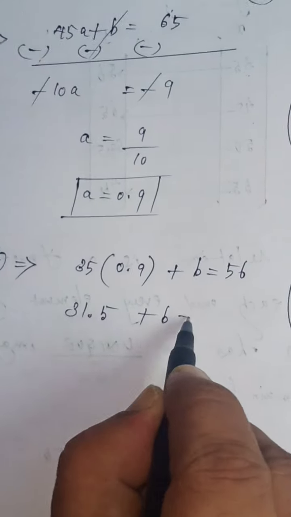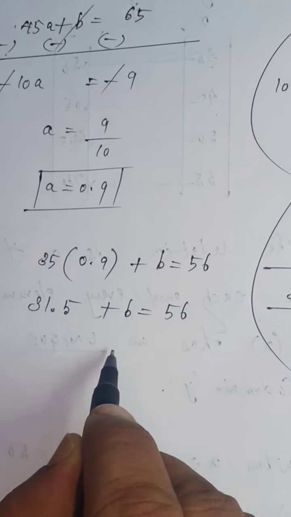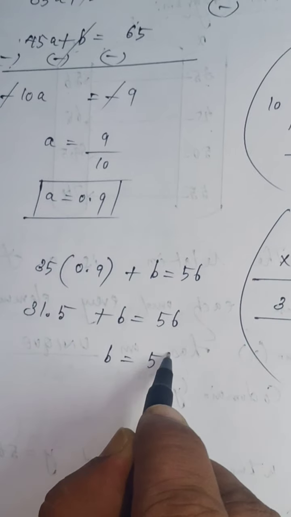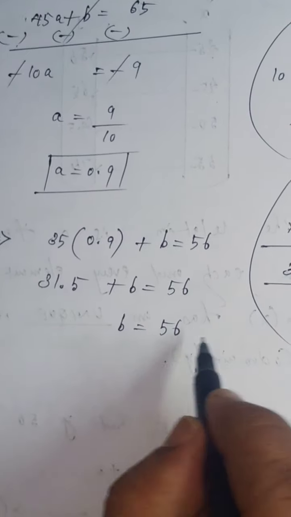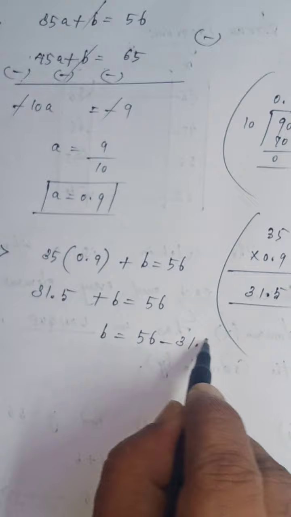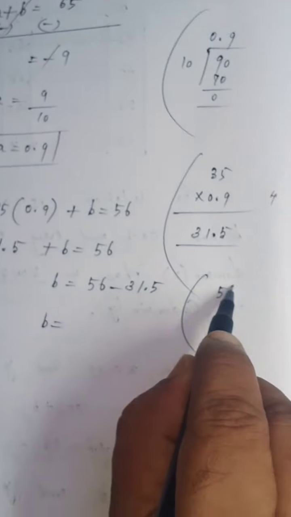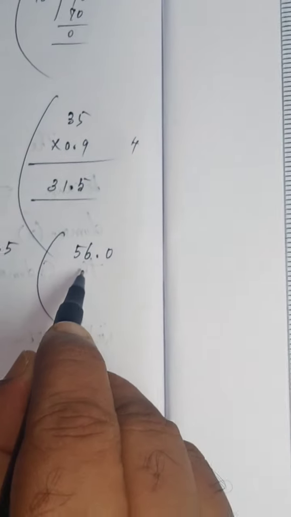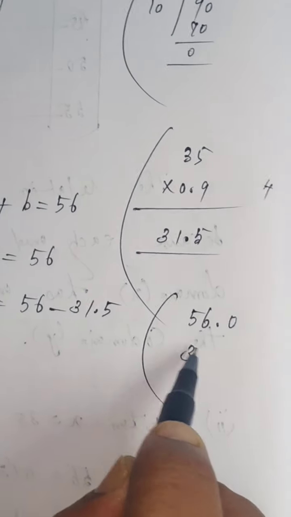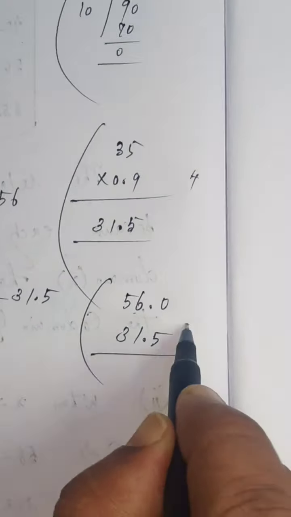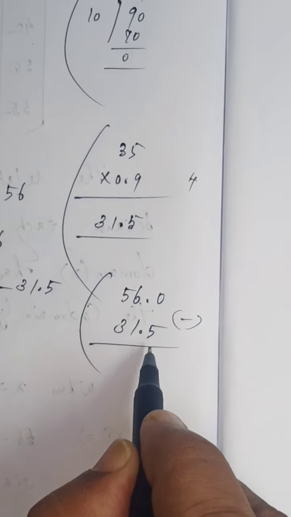31.5 plus b, that is equal to 56. I am retaining b in the left hand side. 56 plus 31.5 comes to the right hand side, minus 31.5. b equals, you have to subtract 56. You can write 56.0, same only. So 31.5 right over here, then subtract. 0 cannot be subtracted.